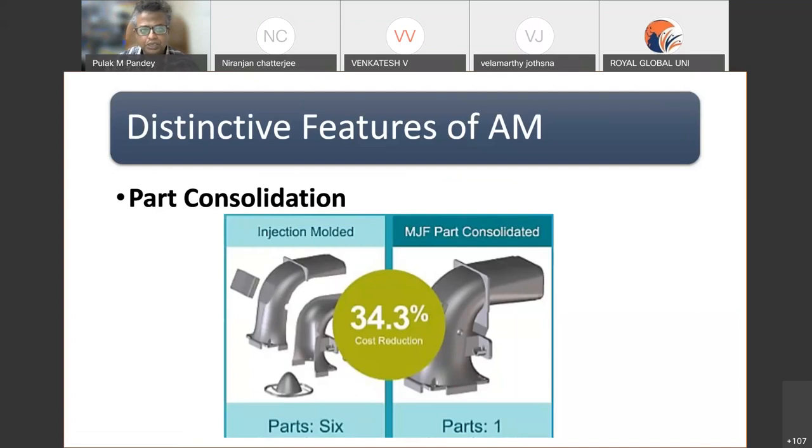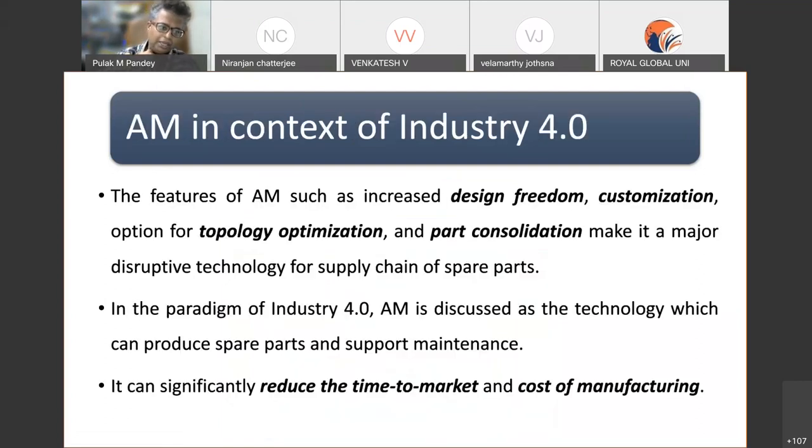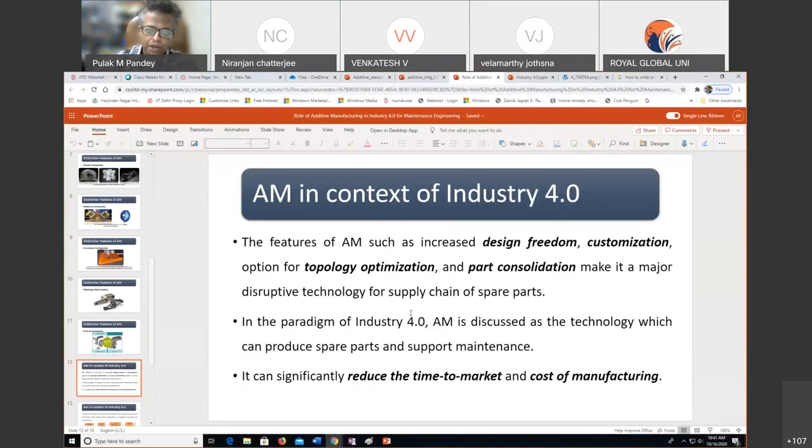The features of AM such as increased design freedom, customization, topological optimization, part consolidation, make it a major disruptive technology for supply chain and for spare parts, even for implants also. In the paradigm of Industry 4.0, AM is discussed as the technology which can produce spare parts and support maintenance, and of course customized component manufacturing and their supply. It can significantly reduce the time to market and also the cost of manufacturing.